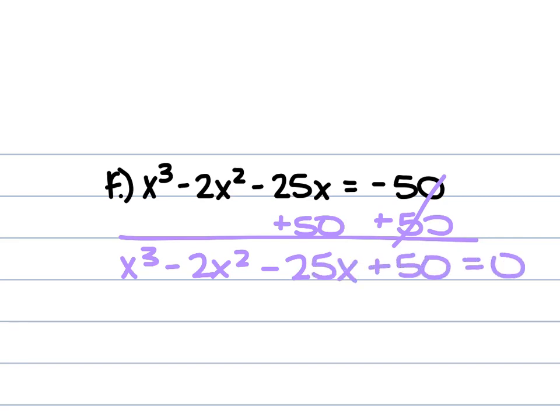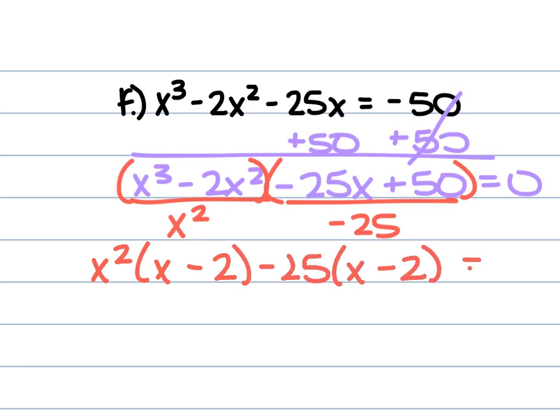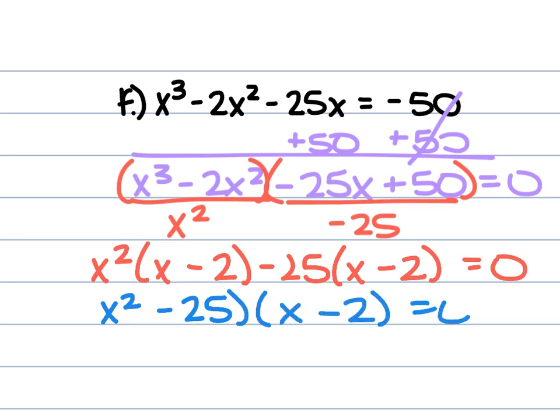We have four terms, so factor by grouping. For the first set, we're going to factor out an x squared. For the second, we're going to factor out a negative 25. So we're going to simplify this. We're going to have x squared times x minus 2, as well as negative 25 times x minus 2 is equal to 0. So this is going to simplify even further as x squared minus 25 times x minus 2 is equal to 0.